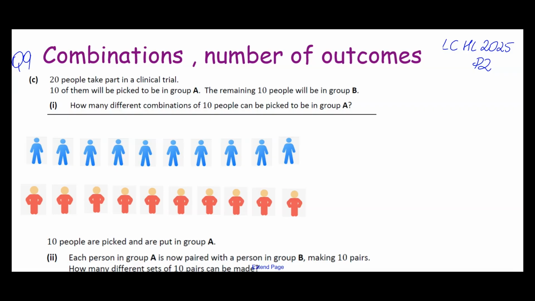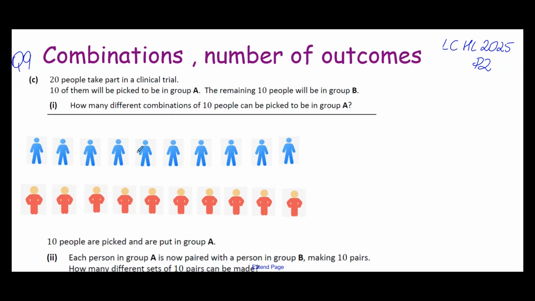Let's look at combinations, number of outcomes. We're going to use a bit of visual aid to help us understand that. 20 people take part in a clinical trial. 10 of them will be picked to be in group A. The remaining 10 people will be in group B.